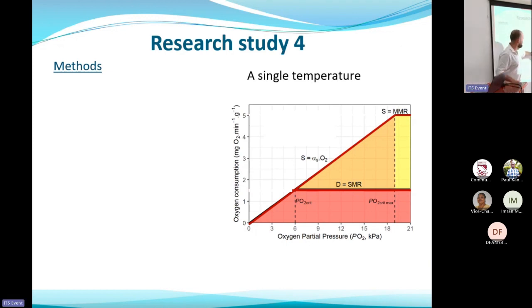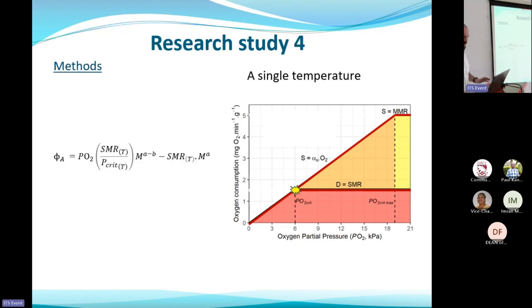And this point where your maximum rate equals your standard metabolic rate is an inflection point called here PO2 crit, the critical oxygen level. Okay. And this is a vital physiological index. Okay, so it's the minimum amount of oxygen you need to maintain your standard metabolic rate.